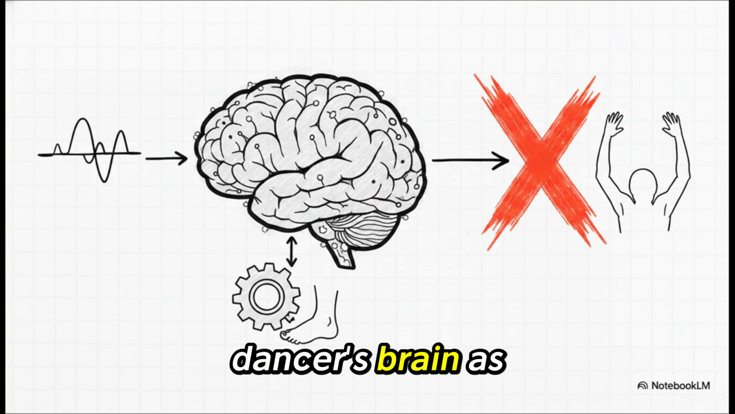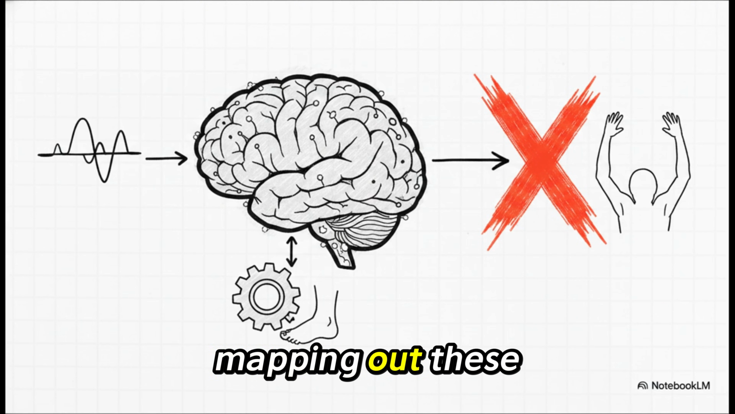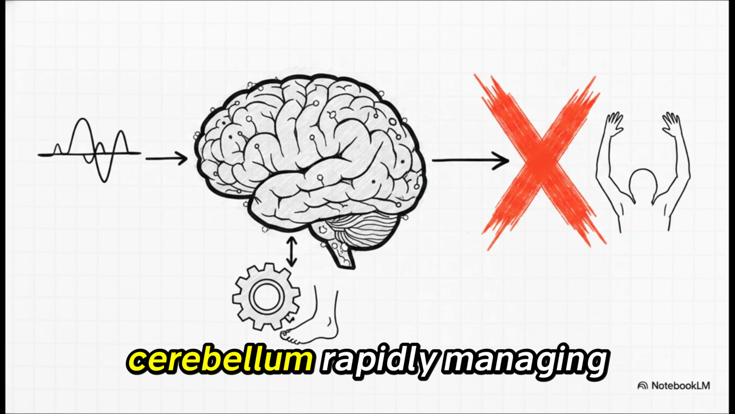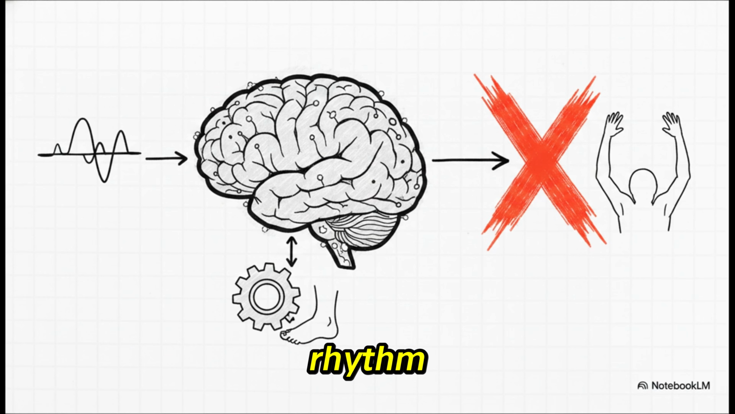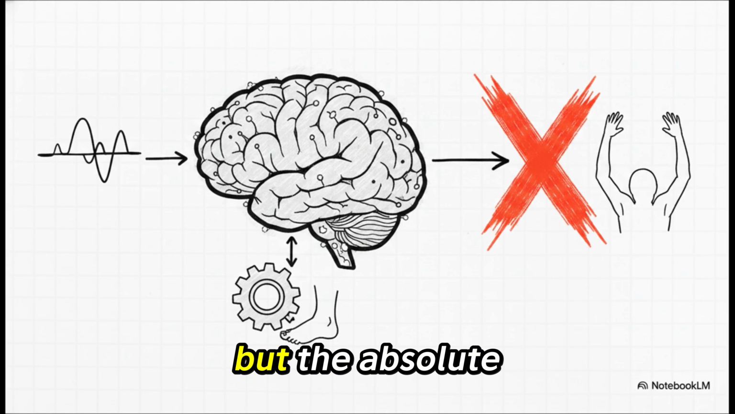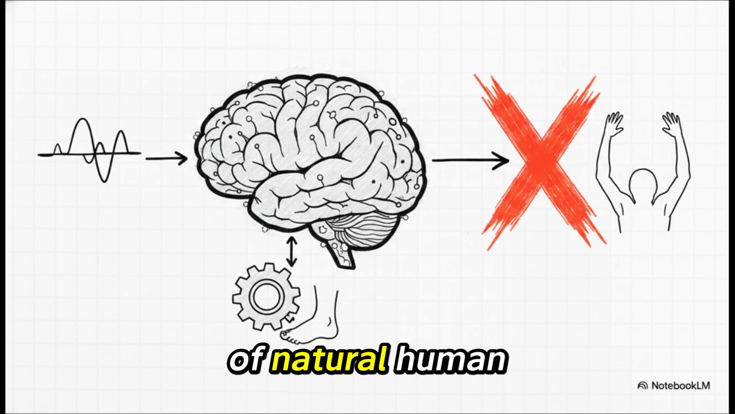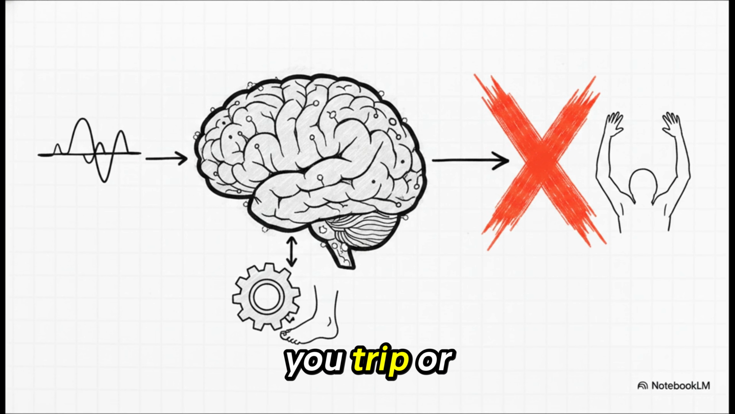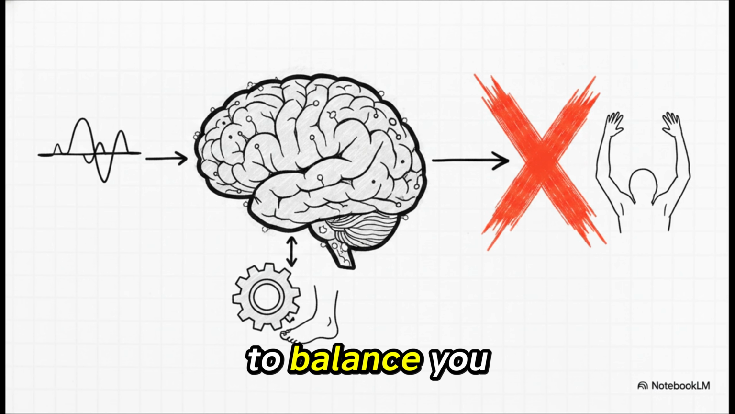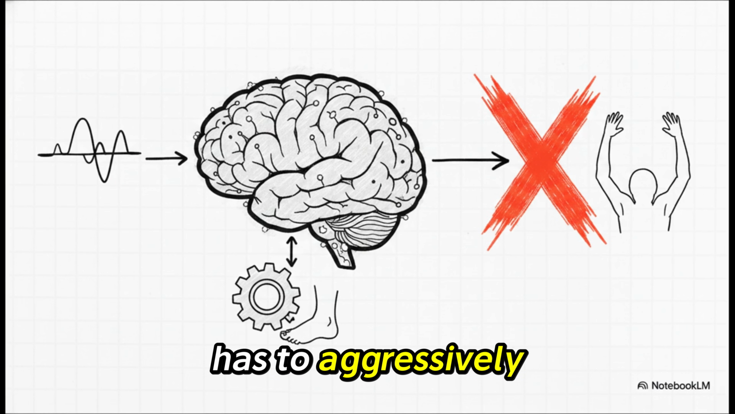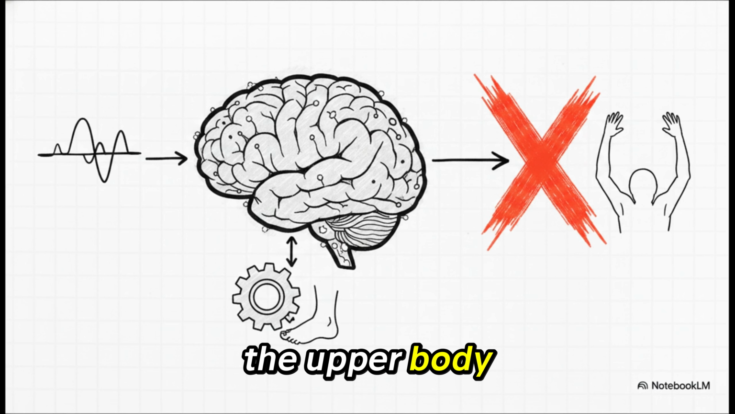Think of the dancer's brain as a highly optimized CPU mapping out these functions in real time. You've got the cerebellum rapidly managing the complex ternary rhythm, executing error corrections in under 10 milliseconds. Then you have the striatum firing off the footwork through deep procedural muscle memory. But the absolute most processor-heavy task of all? Cortical inhibition. The brain must actively suppress millions of years of natural human locomotor reflexes. I mean, imagine trying to actively stop your arms from swinging when you trip or jump. Your arms naturally want to swing to balance you. The dancer's brain has to aggressively block that natural signal just to keep the upper body paralyzed.